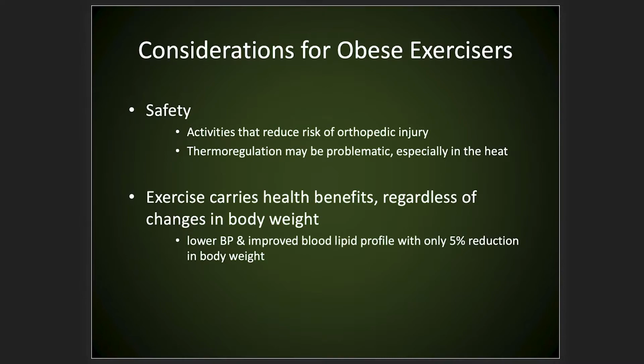Safety is also important for everybody, but in particular obese exercisers, because they are carrying around a lot more weight, so there could be more risk of injury. So reducing the risk for any type of orthopedic injury. Thermoregulation could be problematic. They have a lot more fat, a lot more insulation. They're going to be sweating more. They're going to be losing more water weight. They could become dehydrated quicker. So making sure that they have enough water and they're taking breaks when necessary, and maybe even in a cooler climate, at least to start off, or more of a temperature regulated environment.